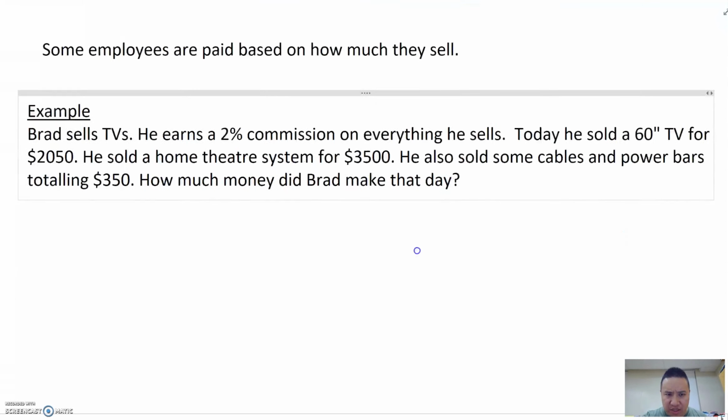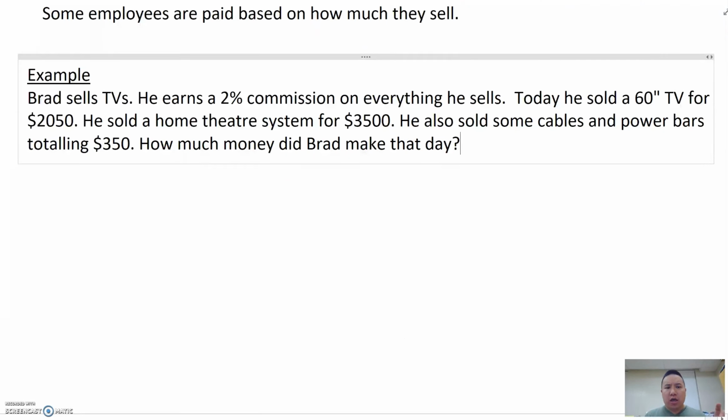All right, this is how we could approach this. He earns 2% on everything he sells. Well, he sold a TV, so we could find out 2% of the $2,050. Then find out what 2% of the $3,500 is. Then take 2% of the $350 and then add all that up. We could do it that way, but that's a lot of steps, and there's a faster way you can do this. Rather than taking 2% of each of those things and then adding them up, what we can do is add these things up first and then just take 2% of the sum. And that's what we're going to do.